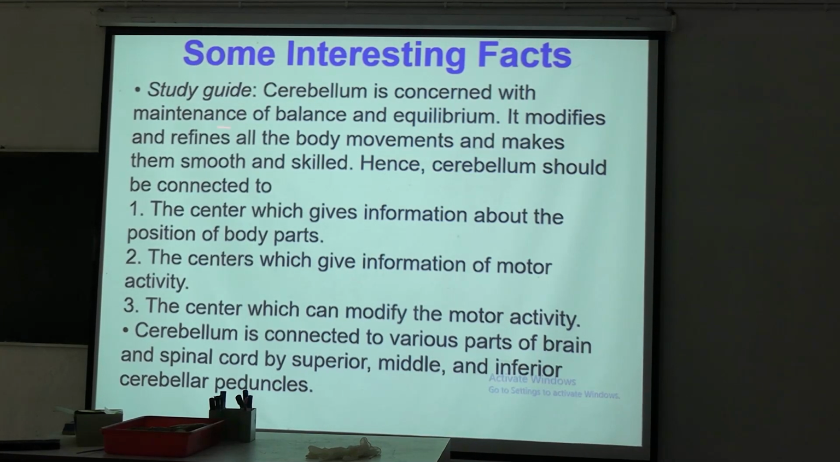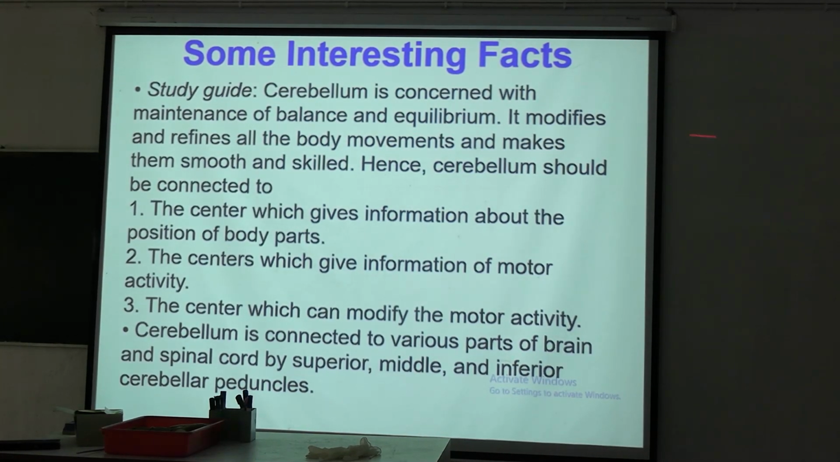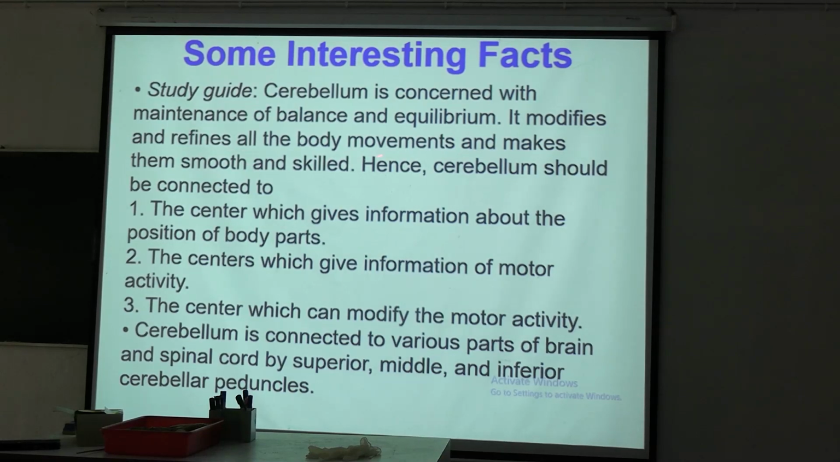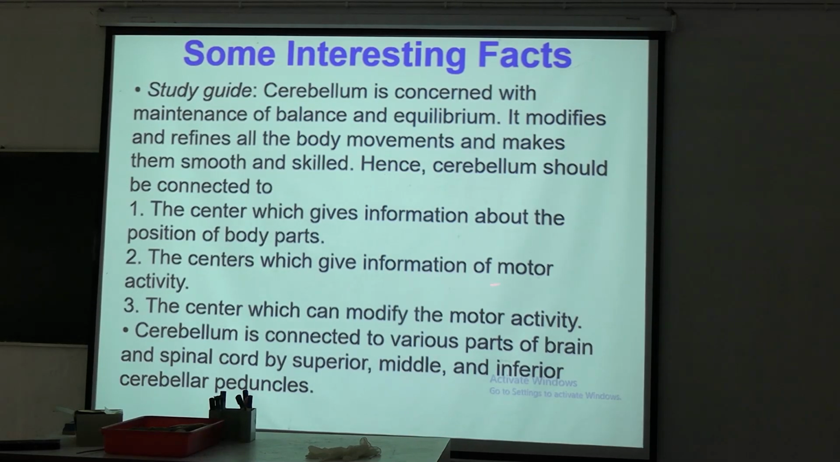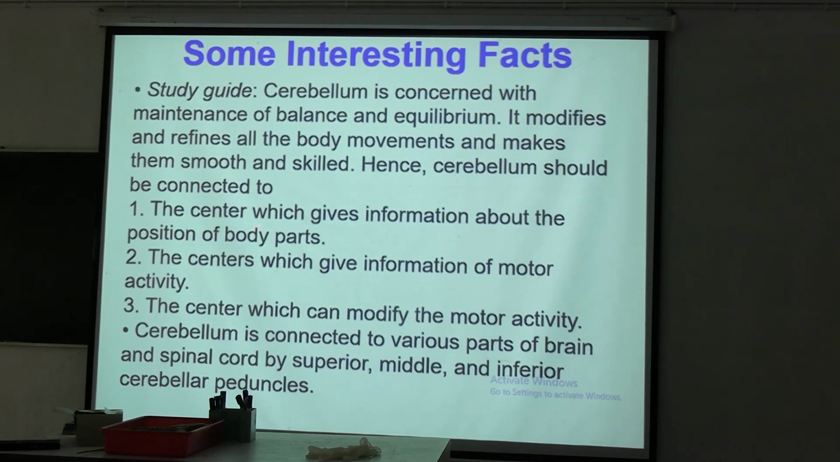Cerebellum is concerned with maintenance of balance and equilibrium, and modifies and refines all the body movements and makes them smooth and skilled. Hence, the cerebellum should be connected to these centers: the center which gives information about position of body parts, which gives information of motor activity, and which can modify the motor activity. Only then can it control the movements.